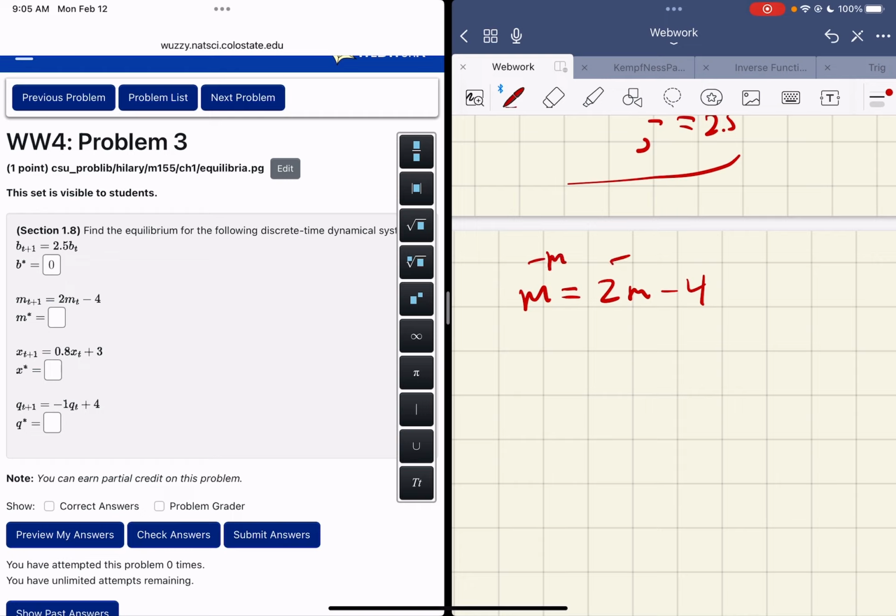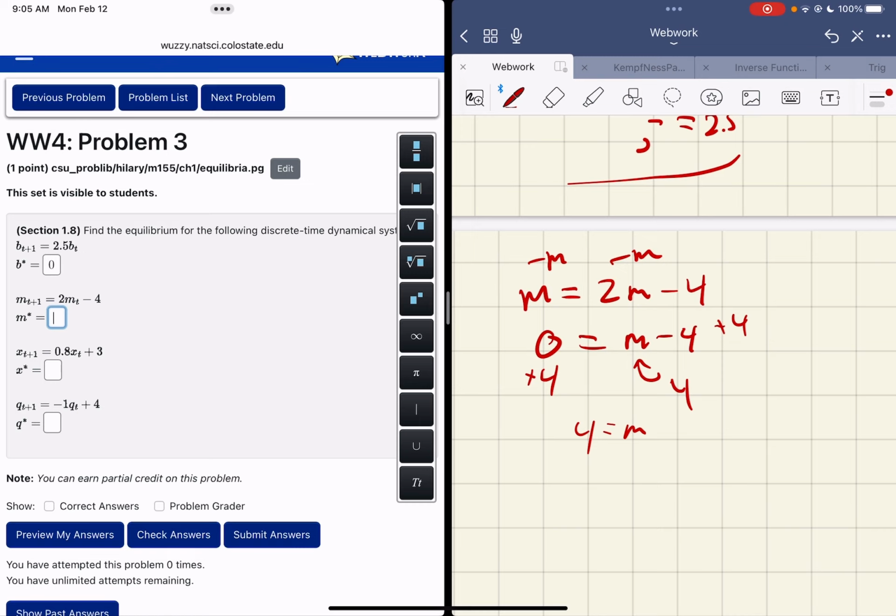Let's go ahead and subtract m from both sides. So now I have a 0 over here, and I have m minus 4. And maybe you can already just see that m is going to be 4, but if it's not so obvious, then add 4 to both sides, and then you get the equation m equals 4, okay? So here we have 4.